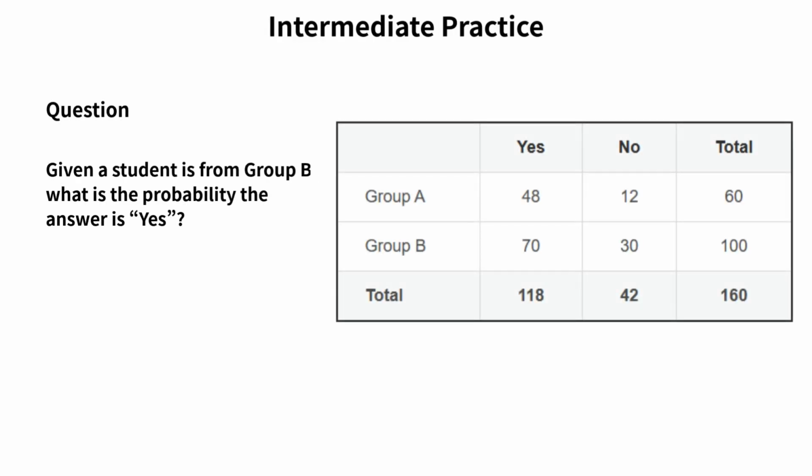Now let's move on to the intermediate practice. Given a student is from Group B, what is the probability the answer is yes? Fix the group first.